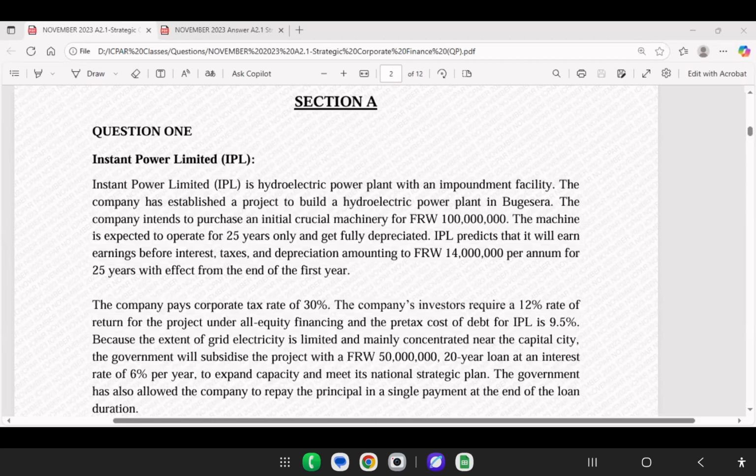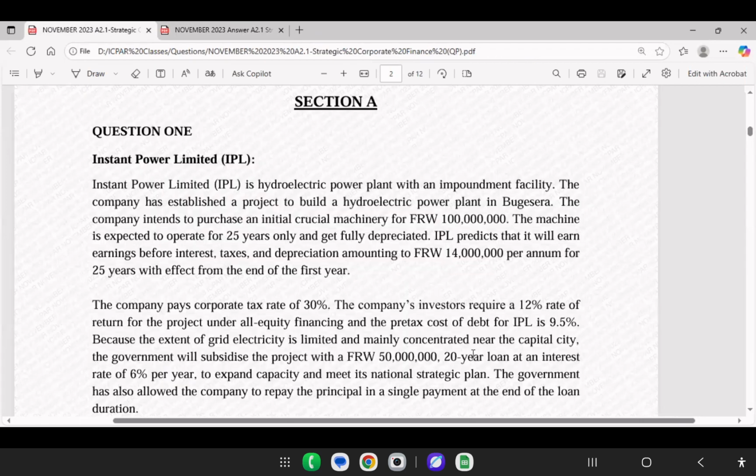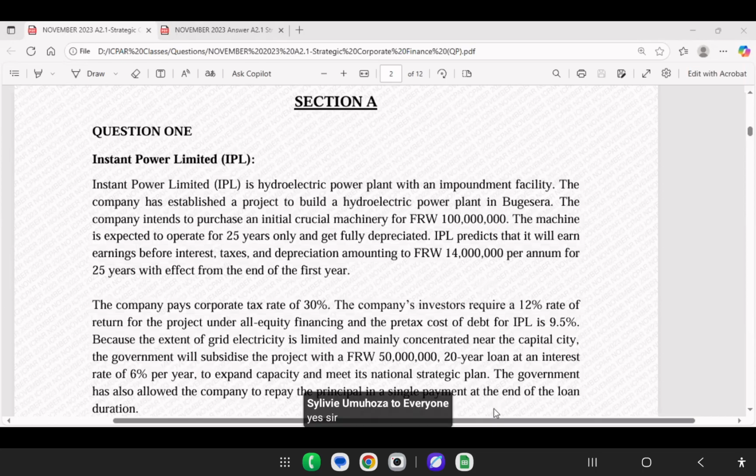Can you see my screen? I'm displaying question 1, November 2023. Please let me know whether you can see my screen so that we move together. Okay, if you can see my screen and you have opened the question, I want us to read through the question.